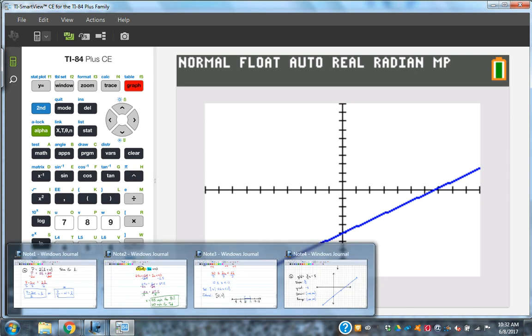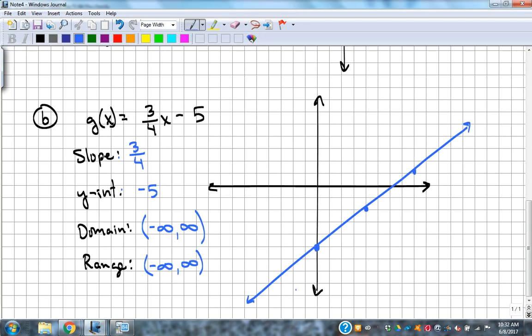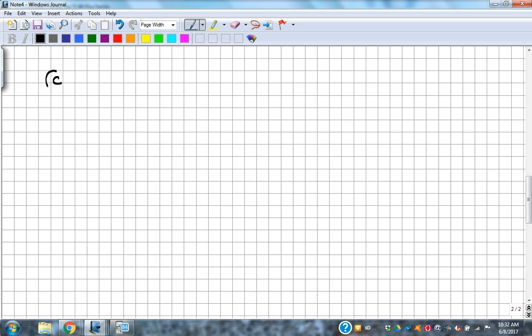All right. So we've graphed one on the calculator. We've graphed a couple on the paper. Let's look at this next problem and see what's different about it from the others.